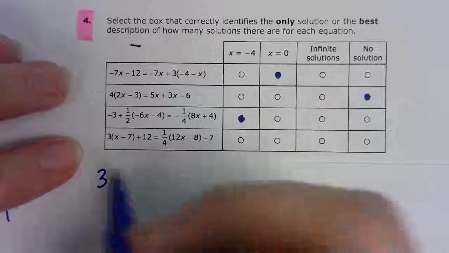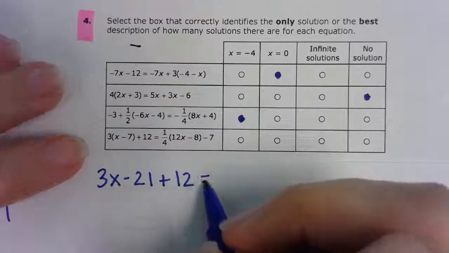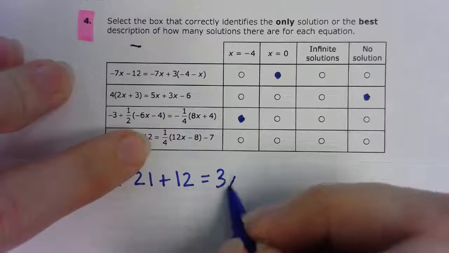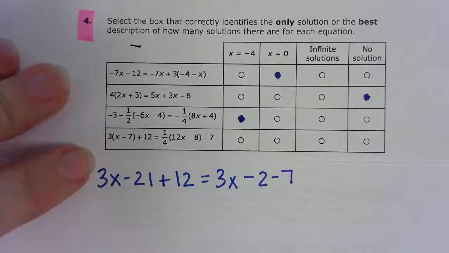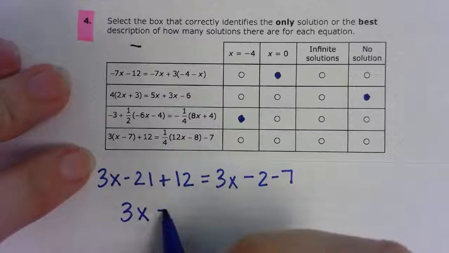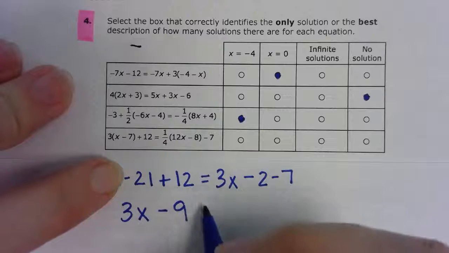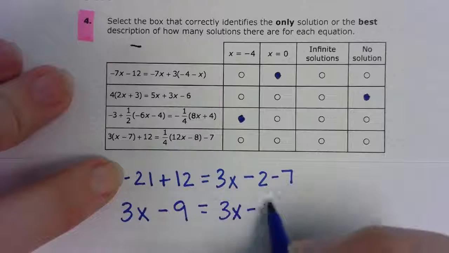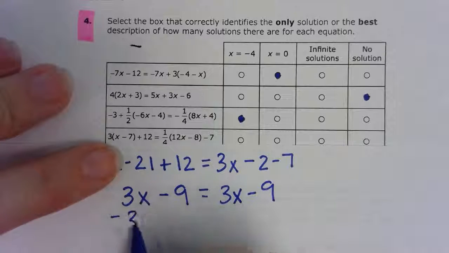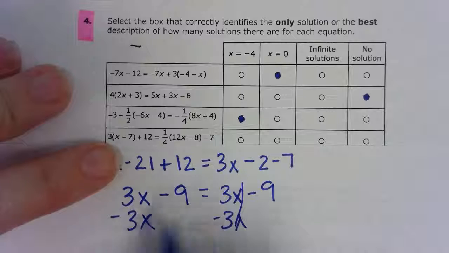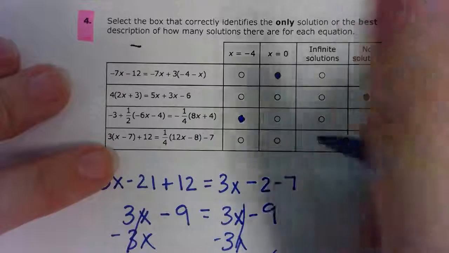So 3x minus 21 plus 12 equals 1/4 times 12 is 3x. 1/4 times negative 8 is minus 2, minus 7. 3x minus 9, because 21 minus 12 is 9, negative because the 21 is bigger, equals 3x minus 9. This is the same thing on both sides. I could also prove it by subtracting 3x on both sides. And so negative 9 equals negative 9. True statement, so it is infinite solutions.